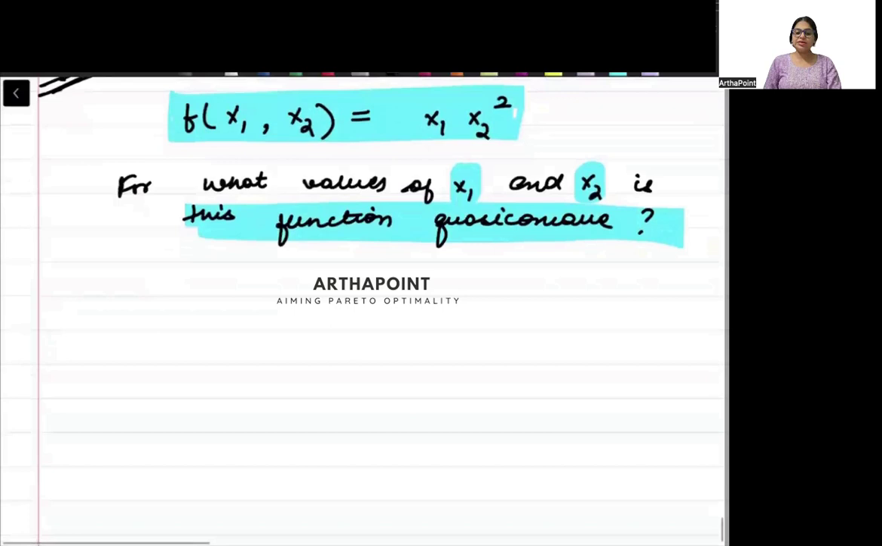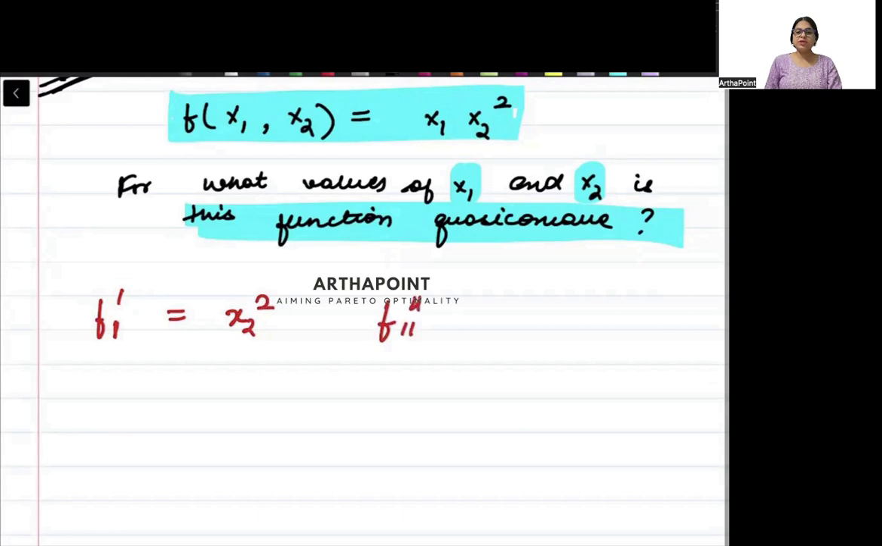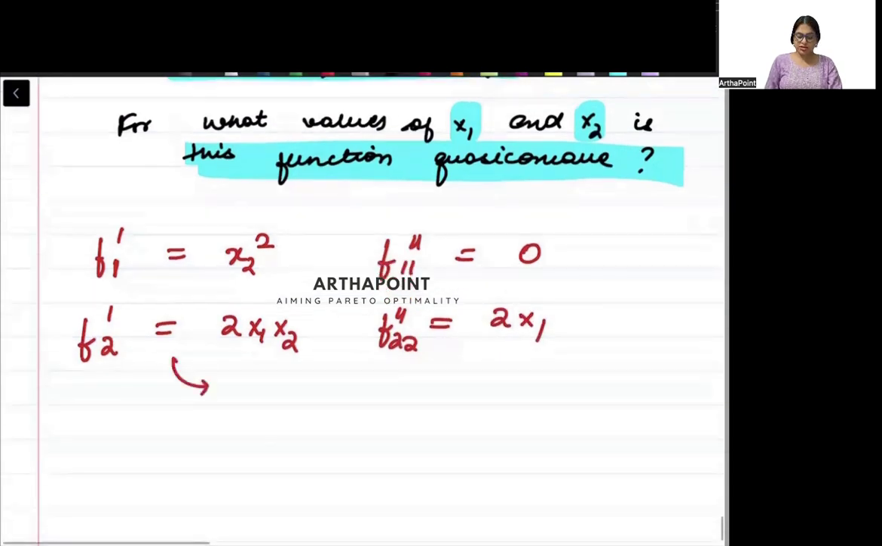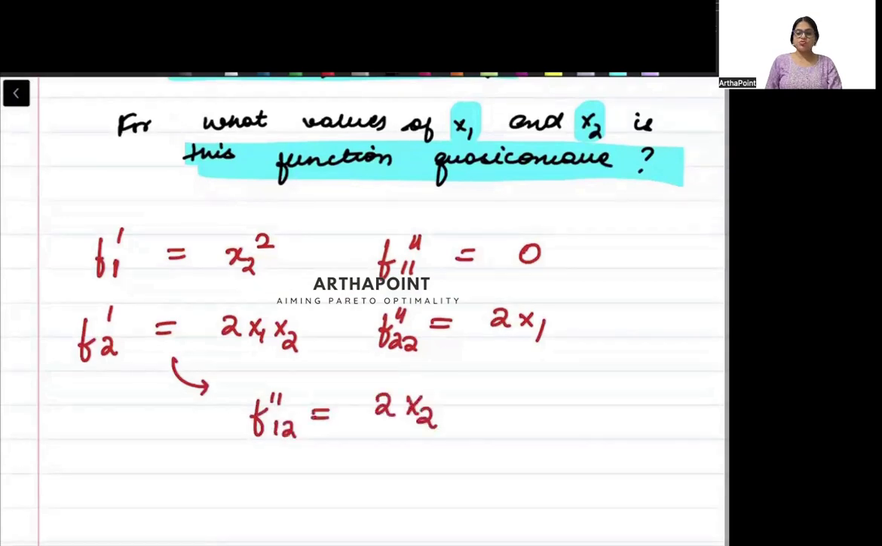So what you will be doing in this case, let us start by differentiating this with respect to x1, so you will get x2 square. Let us differentiate this again with respect to x1, so you will get 0. Let us differentiate this with respect to x2, so you will get 2x1x2. And let us differentiate this again with respect to x2, so you will get 2x1. Right? Let us differentiate this with respect to x1, so you will get 2x2.